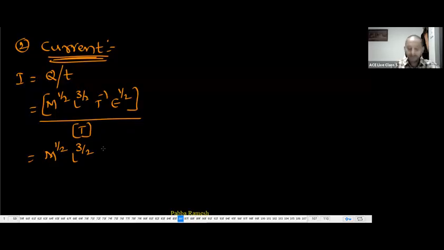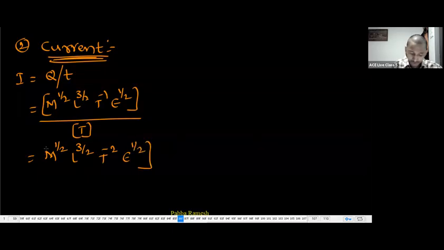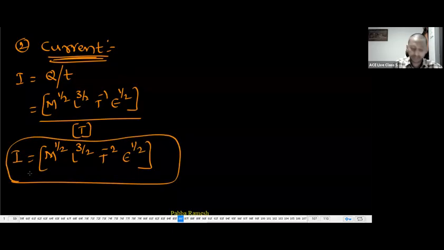Here also people are getting confused. Sir, T will be cancelled. Therefore, epsilon power 1 by 2. In that way, people are giving. These are the silly mistakes. Of course, as a human being, these are generally common. That's why I'm stressing more and more. The denominator T going to the numerator side means T minus 2, epsilon 1 by 2. This is the dimension for current.